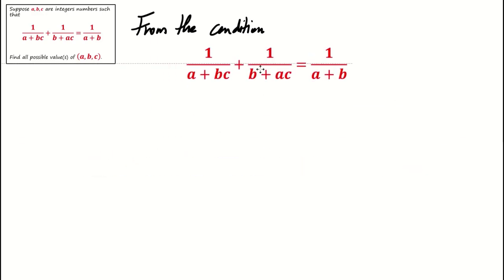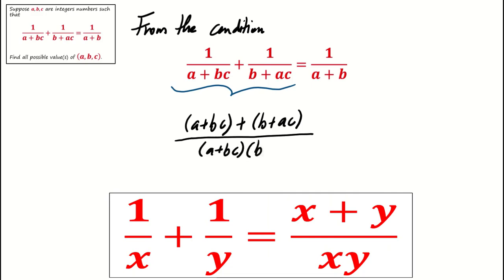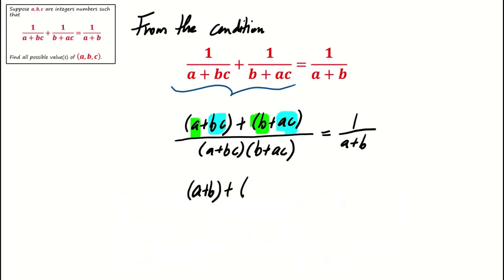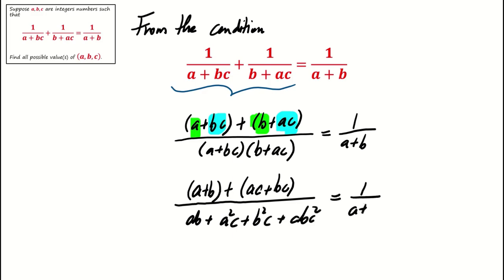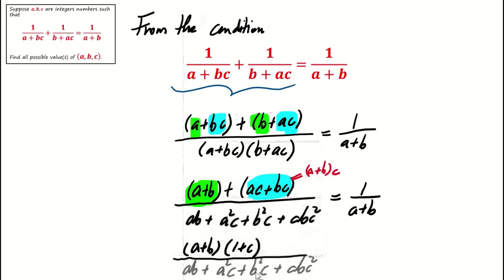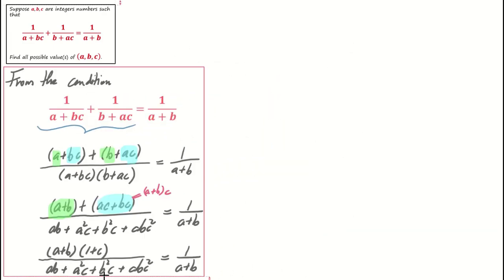From the condition, we combine terms on the left hand side. Note that 1 over x plus 1 over y equals x plus y over xy. So in this case, the numerator is a plus b plus ac plus bc. Expand the denominator, we get ab plus a squared c plus b squared c plus abc squared. Note that ac plus bc can be written as c times a plus b. Now, a plus b is the common term in the numerator. By factorizing it, we obtain a plus b times 1 plus c. Hence, the equation transforms as follows.